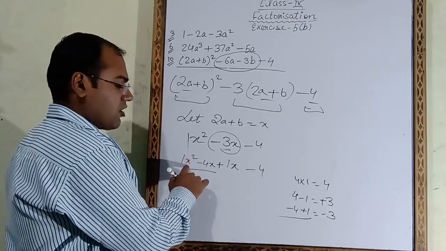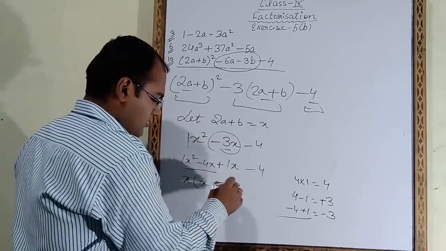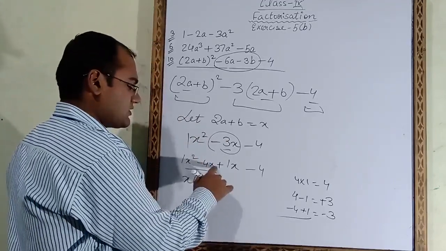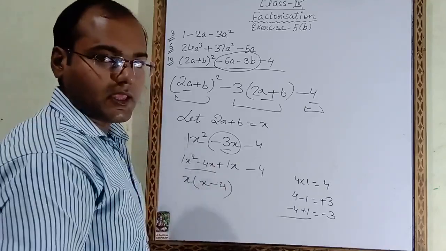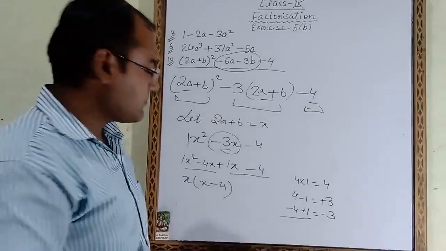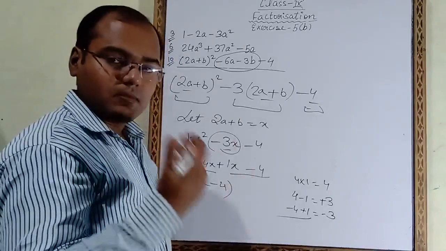After taking x common, how many x are there? Power 2 is there, that means 1x is remaining. Minus 4x: out of this 4x we have taken x common, so what is remaining here? 4. Now come to these two terms. In these two terms nothing is common. Here it is 1x, here it is 4. Alphabet is not common, number is also not common.